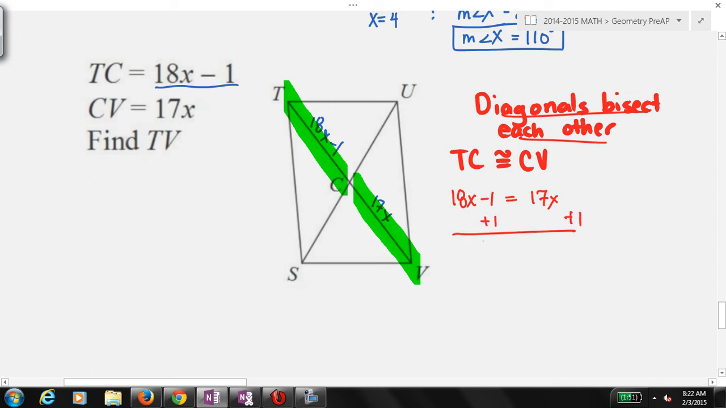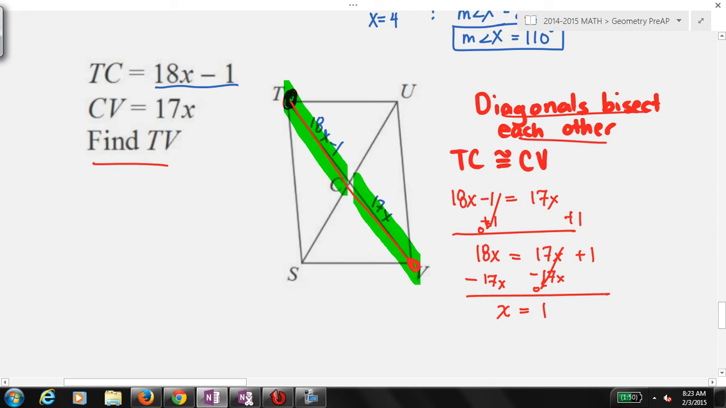Solve for x. This is 0, so you're left with 18x is equal to 17x plus 1 minus 17x minus 17x. 18 minus 17 is 1x, so you're just left with x is equivalent. This goes to 0, 1. Okay. Now x is equal to 1, but again, like the directions indicate, they want us to actually find the measurement from T to V. So they actually want from this point all the way to this point over here.